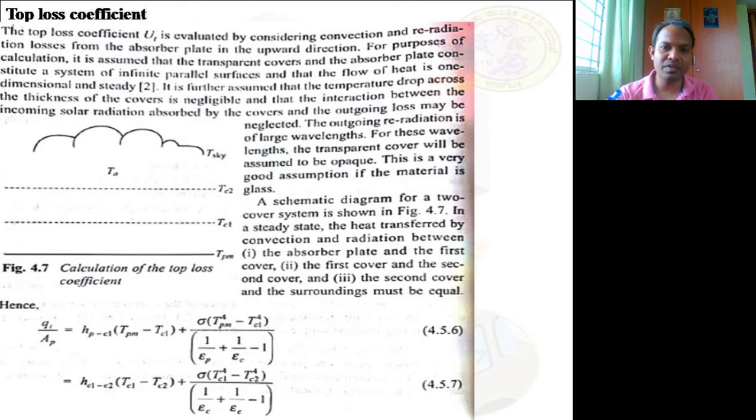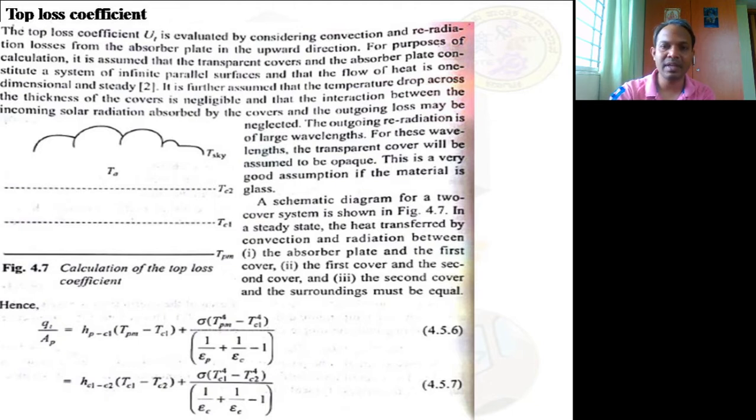It is further assumed that the temperature drop across the thickness of the cover is negligible. Whatever heat is happening in the thickness, which is a very small, negligible thickness of delta C, we have discussed delta C, we just consider it as negligible. The interaction between the incoming solar radiation absorbed by the cover and the outgoing glass may be neglected. That is a very important one.